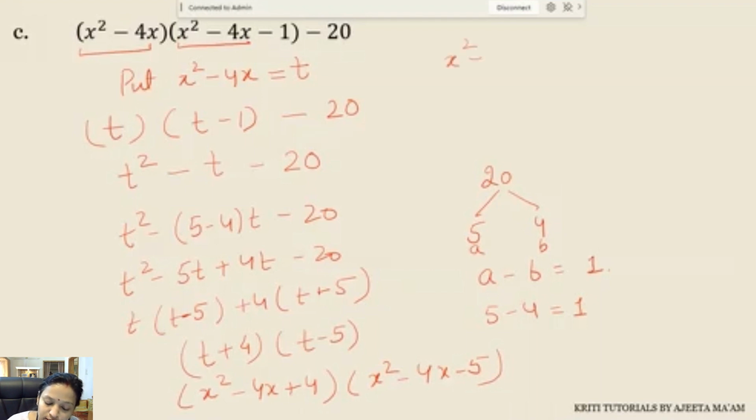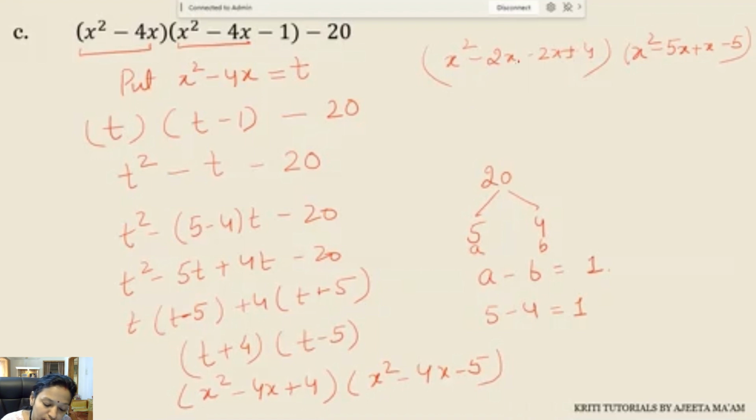x square minus 4x plus 4, we can split the 4x into 2x and 2x, because we need two terms whose product is 4, and on addition you get 4. And for the next one, what do we need? We need two terms whose product is 5, and on subtraction you get 4. Is it possible? Yes, very good. We can do it still, right? So we get this.